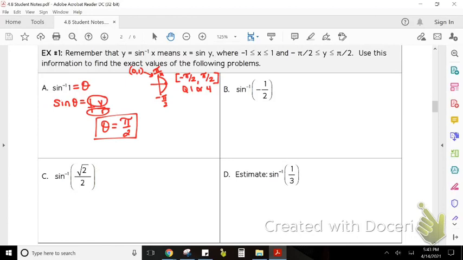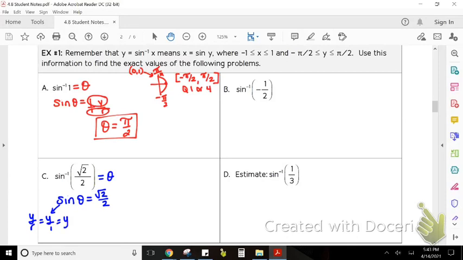Now let's look at C. C says we're looking for the inverse sine of the square root of 2 over 2. So this means we're looking for the angle. We want to know the sine of what angle would give us the square root of 2 over 2. Well, remember on my unit circle, r is always equal to 1. So if sine is y over r, but r is 1, then your sine is just going to be that y value, okay?